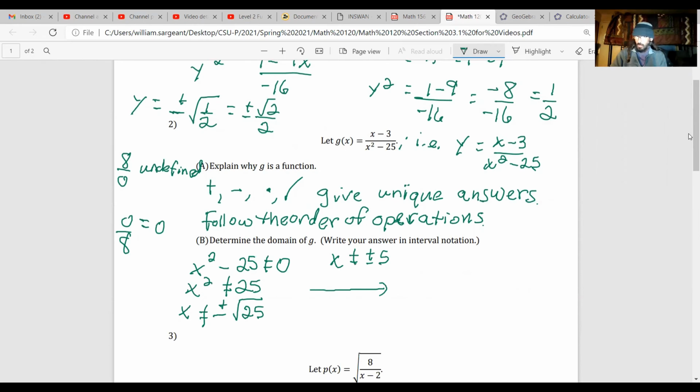That means on a number line that you don't have anything at those two values, but everything in between you do have, and everything to the left of negative 5 you have, and to the right of positive 5.